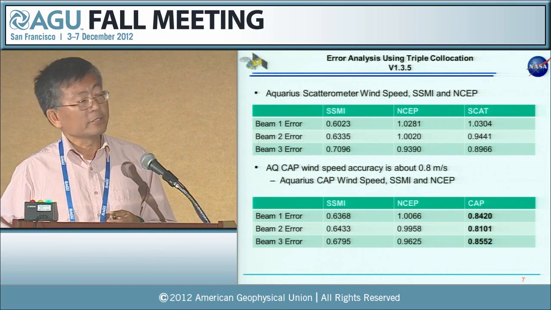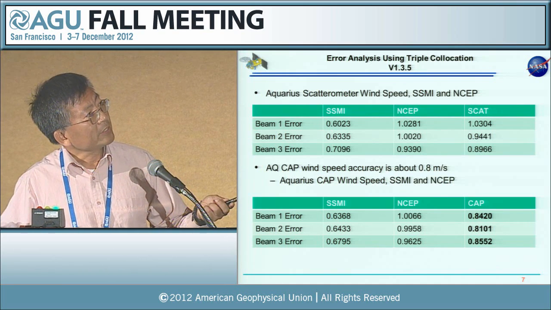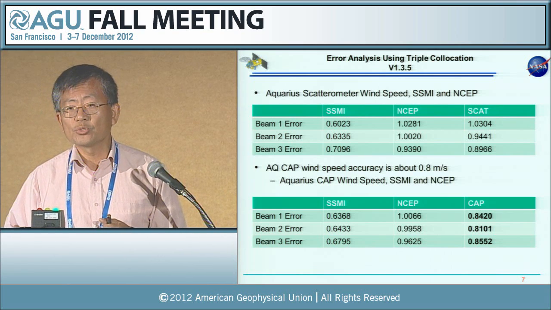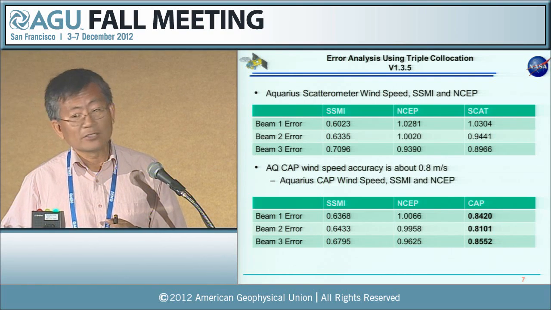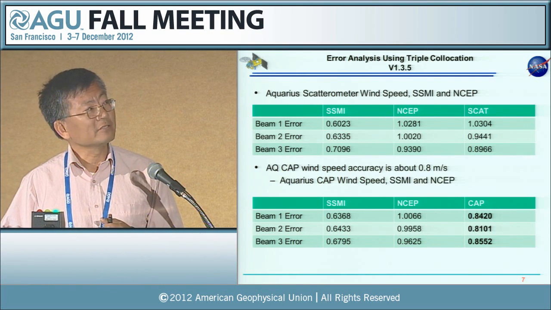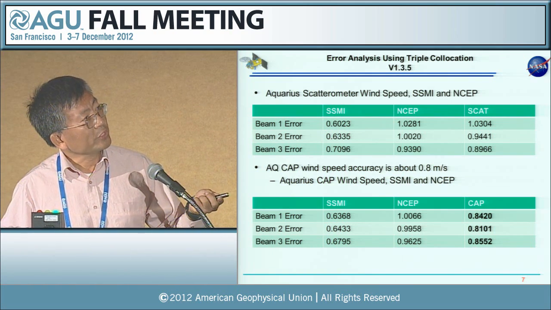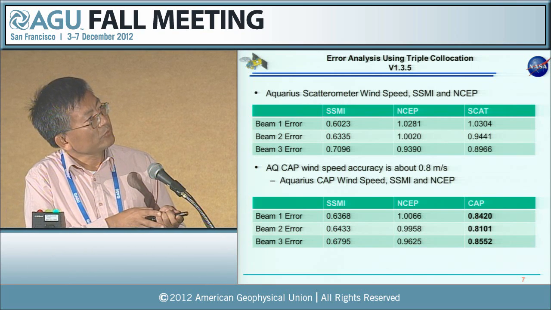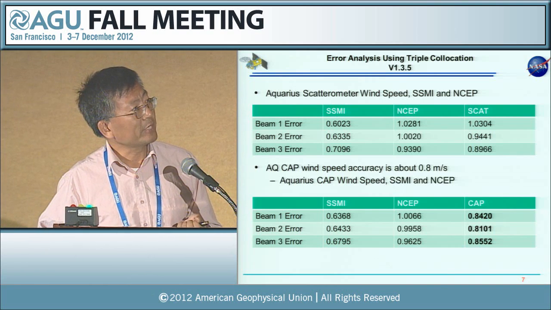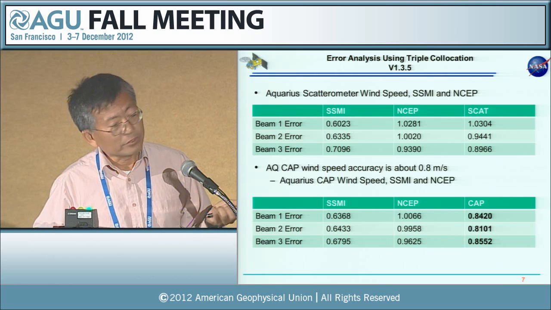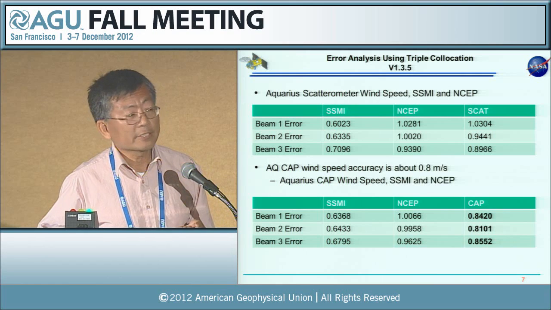And so we also did an error analysis to try to assess the accuracy of this kind of product. The upper panel shows you the triple collocation analysis that we have done using the V1.3.5 data set. Triple collocation requires 3 different independent data sets. For the Aquarius scatterometer wind speed using scatterometer data only, we are able to get about 0.9 meter per second on average accuracy. And with the combined active and passive algorithm, we are able to achieve about 0.8 meter per second.